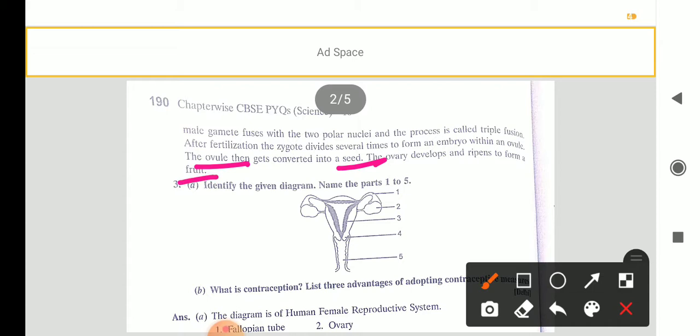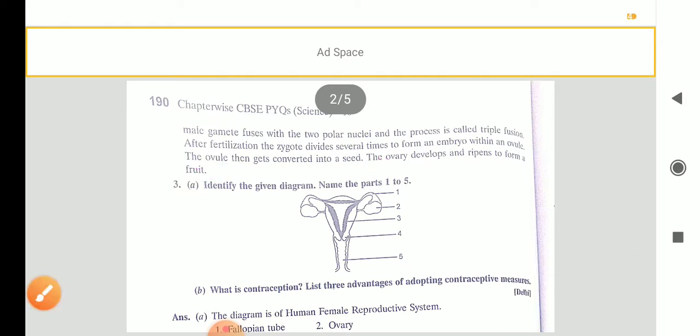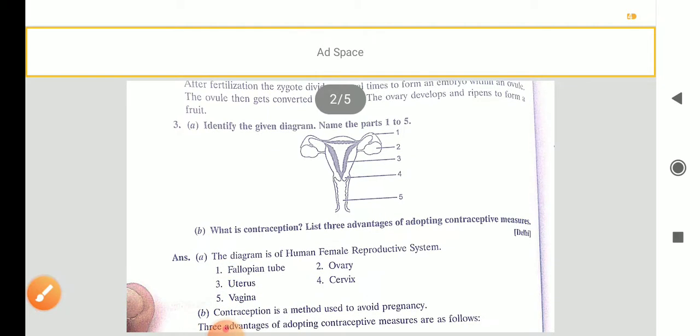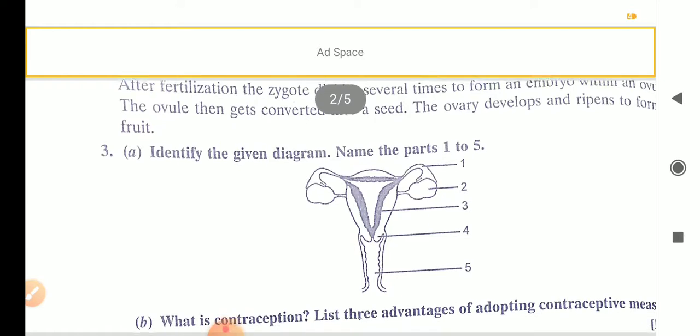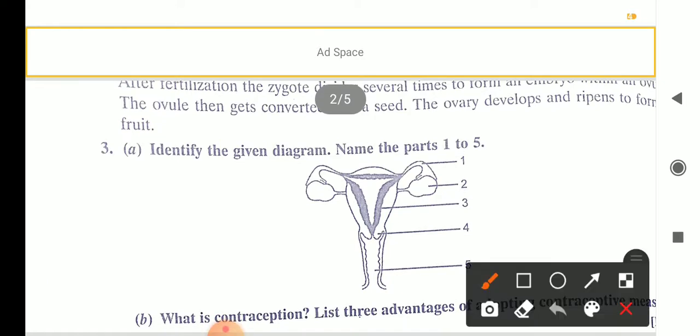Okay, then the remaining parts, the stamen, petals, sepals, etc., all shed off. Getting it? Okay. Now next question: identify the given diagram and name the parts 1 to 5. Then you can identify it.